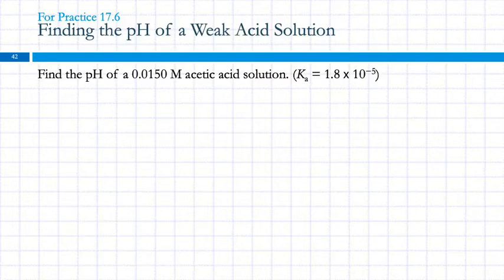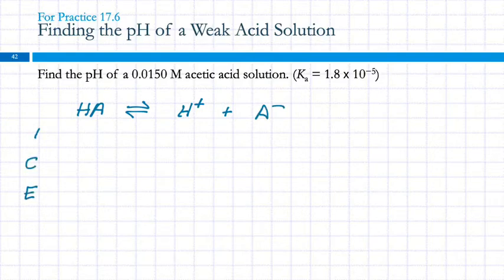So, acetic acid solution. Now, I know what the formula for acetic acid is, but what if it's something I don't recognize? I can still do the problem. I could just use HA as a generic acid. So I'm just going to do that because this acetate's kind of a pain. It's got too many letters and numbers, C2H3O2. So we've got H plus and A minus. Initial, change, equilibrium.